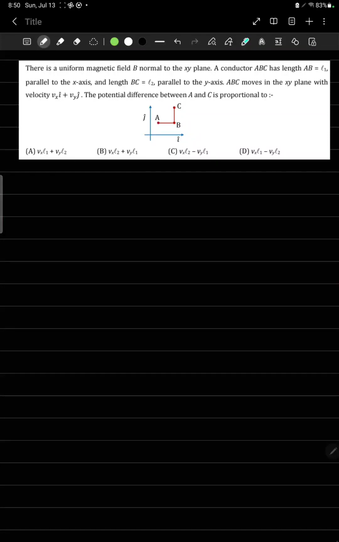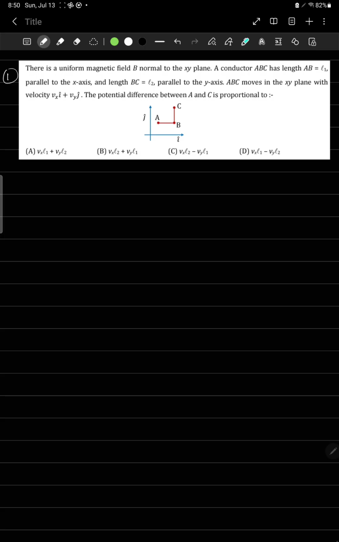Okay, so there are some questions based on electromagnetic induction. The chapter name is electromagnetic induction, and the topic is motional EMF. So let's start with the first question.